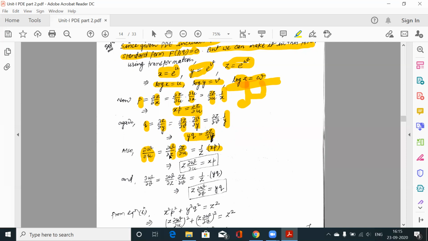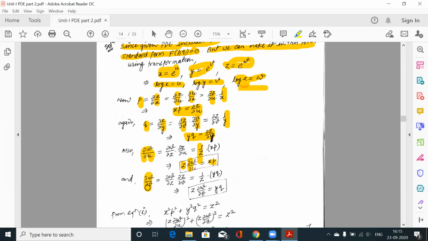And del w over del z means we have to differentiate w with respect to z. So del w over del z is equal to 1 by z. So z will go on this side. So z into del w over del u is equal to x p.